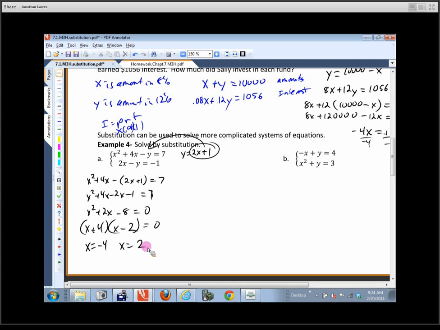How do I get the other parts of the answers? I plug them back in here. So I'm going to put this in here, and I'm going to put that in there. So I get one answer of negative 4, comma. If I plug in a negative 4, I get negative 8 plus 1, so that's going to be negative 7. And if I plug in a 2, I get 4 plus 1, so that's going to be 5.